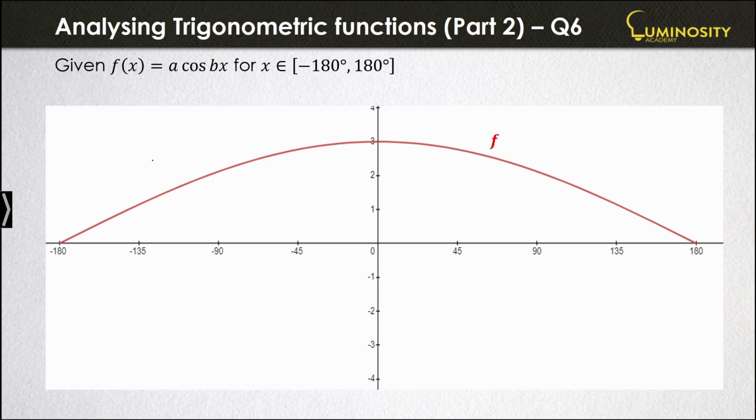We're given f of x equals a times cos of bx, where x is between negative 180 degrees and positive 180 degrees. So we're given this graph and we can actually read off some values from the graph. At 0 degrees it's 3, at 180 degrees it's 0, and at negative 180 degrees it is also 0.